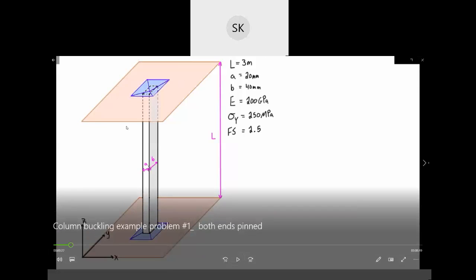So it is a both end hinged beam of length 3 meter, I guess, yes, and it has a dimension. It is given A is 20 mm, B is 40 mm, and the properties are given. Elastic Young's modulus is 200 GPa, yield stress is given 250 MPa and factor of safety is given 2.5. First we'll find out the crippling load or Euler's load, that means the capital P for this condition beam, where the beam is both hinged.